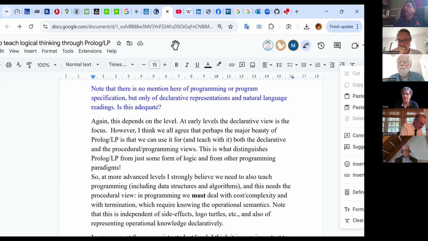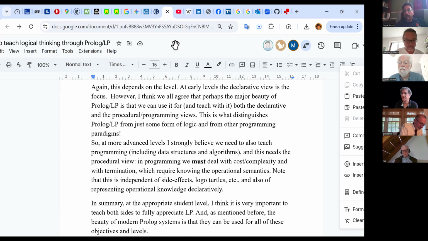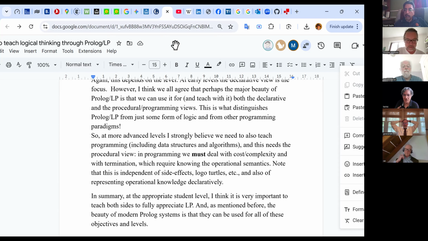And to me, this is what distinguishes Prolog and LP from just teaching logic or just teaching programming in another paradigm. So if we don't teach, provided the students are at the appropriate level and so on, both declarative and procedural and algorithms and real programming, then we're not teaching logic programming. I think we're teaching knowledge representation or Prolog, or something else that is not logic programming. So that's my point. If we throw away programming, we throw away the baby with the bathwater. That's my view.